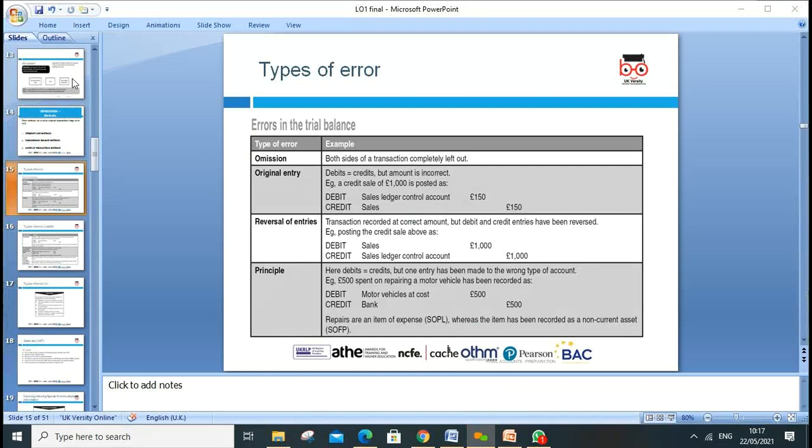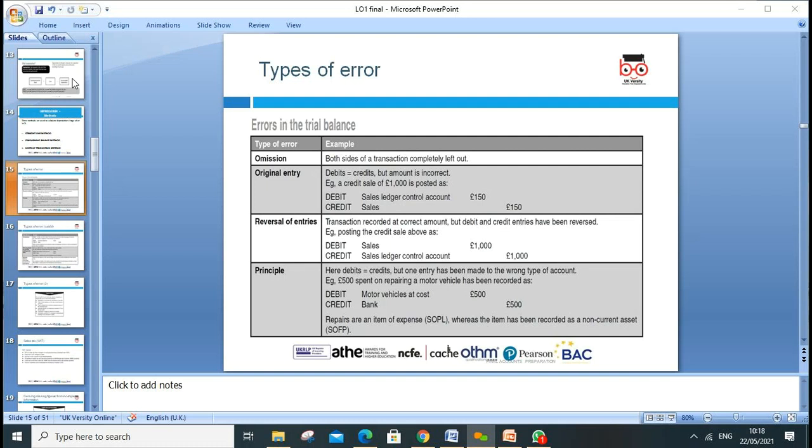Okay, then in business sometimes we have different types of errors. There can be an error of original entry, maybe we did not put in the right entry. A reversal, where maybe we put it the other way around. Normally the sales ledger control account we are supposed to debit and the sales we are supposed to credit, and we can put it vice versa.